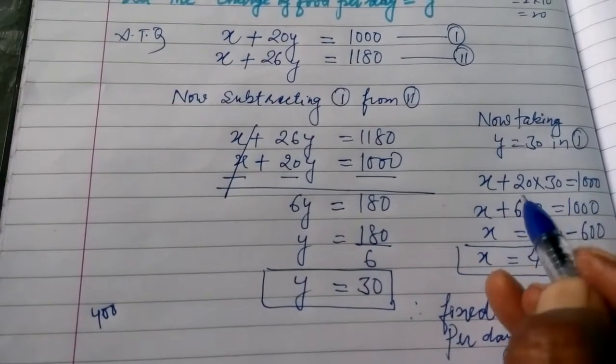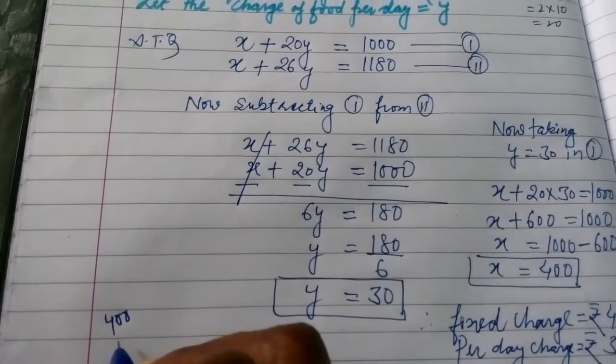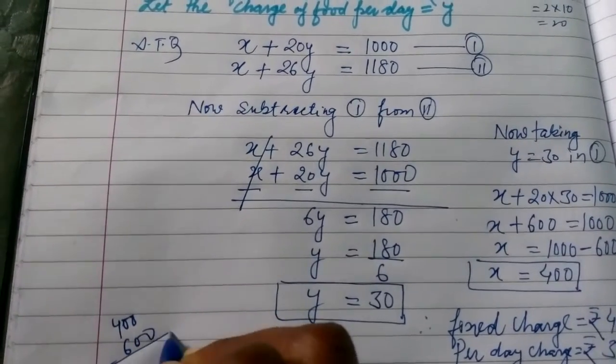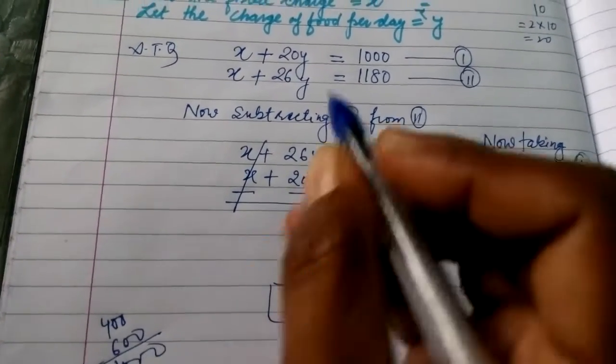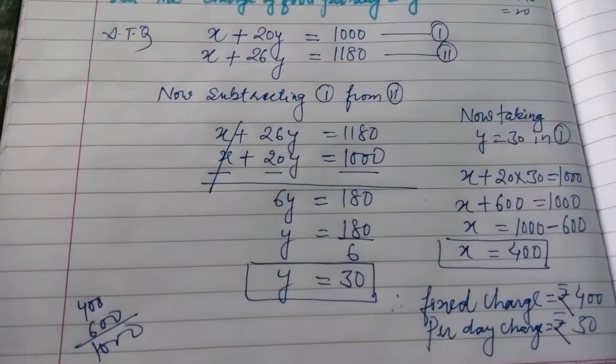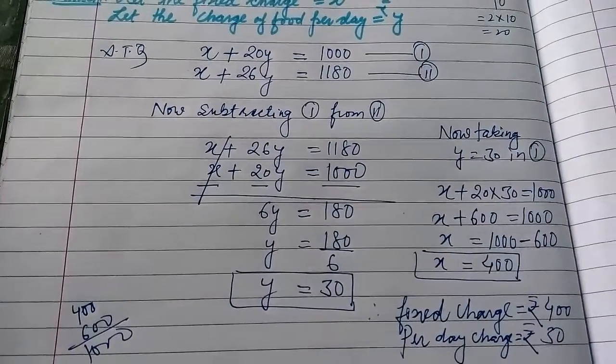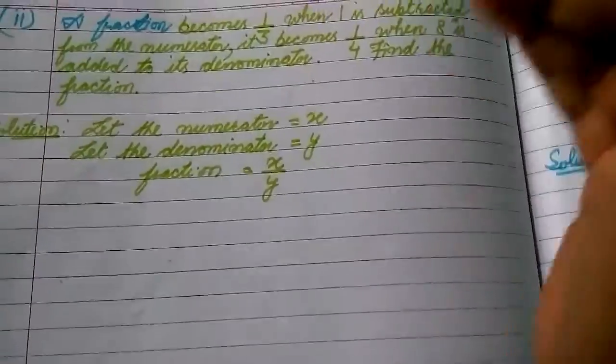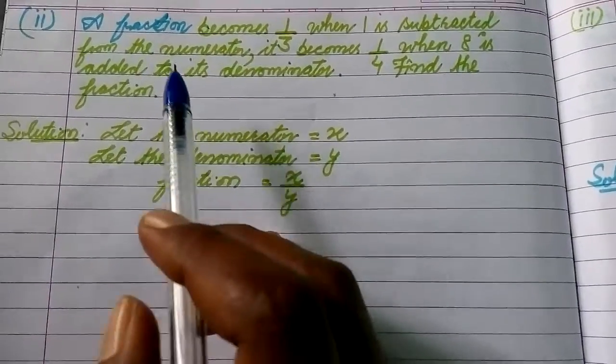So you already got that 20 into y, that is 600, and that will be 1000. And so I have verified that my answer is correct. So in this way I have solved the first question. Okay, now let us move towards the second question. Second question is even more easy.